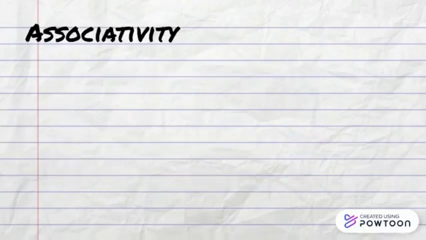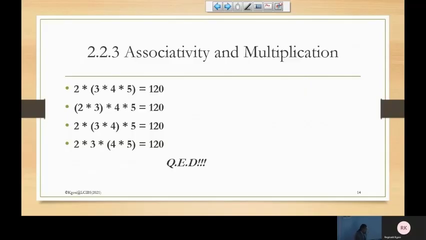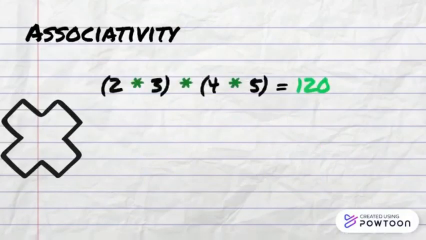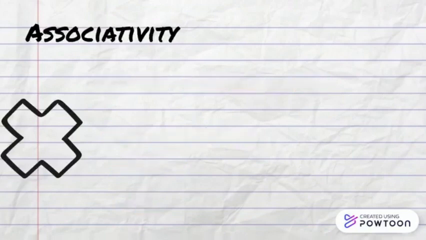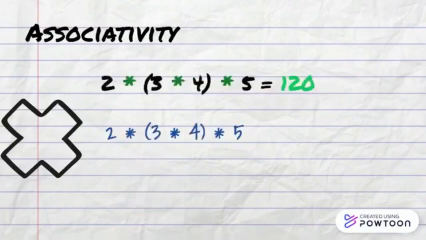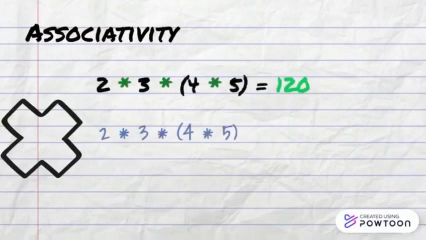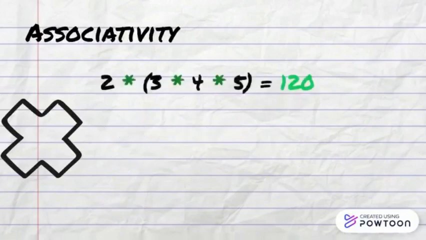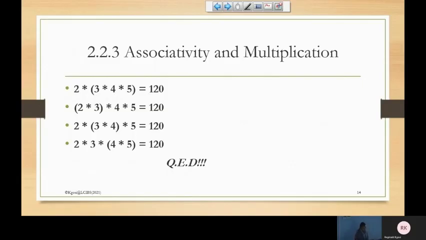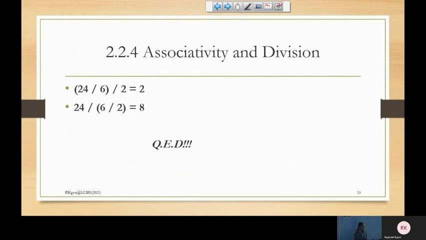The third one says you start with the 3 times 4, which is 12. Then you'll say 2 times 12 is 24, times 5 is 120. And then the last one there, you start with the 4 times 5, which is 20. So you'd say 2 times 3, that's 6, times 20, it's 120. QED. So we see associativity there agrees with multiplication.